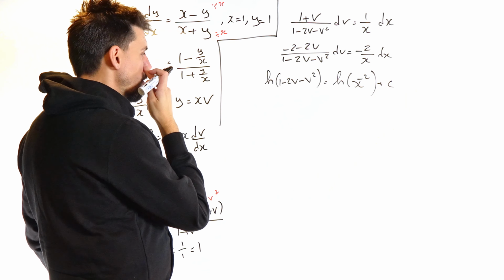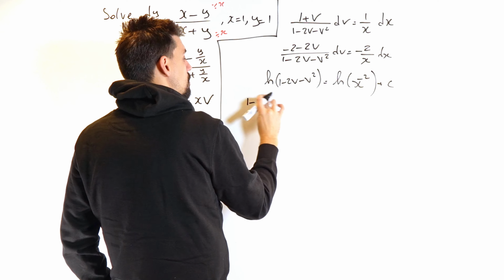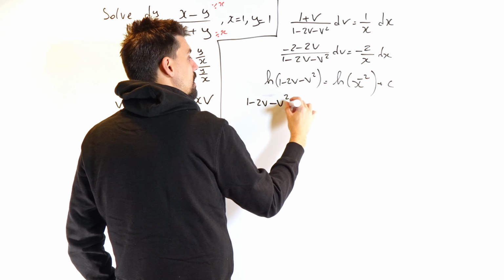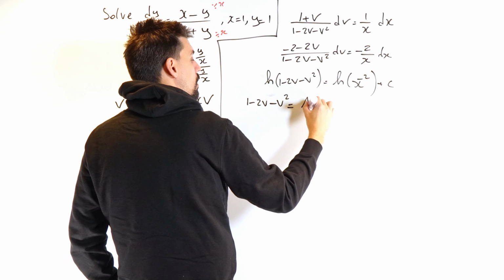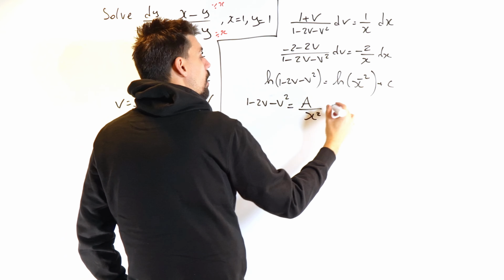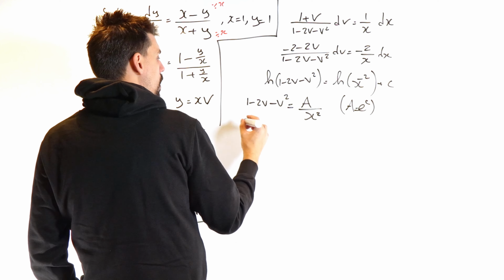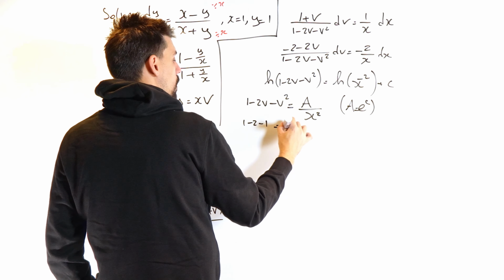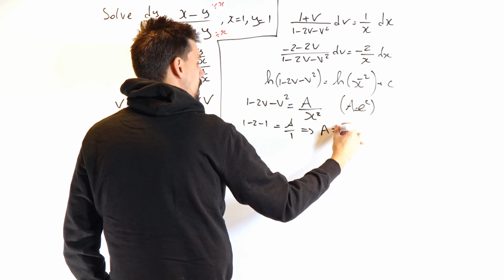Now we can find that constant quite quickly, but we'll first get rid of the ln's. 1 minus 2v minus v squared is a over x squared. Here, a is e to the c, essentially, just a different constant, just calling it something different. Right, so x is 1, v is 1. 1 minus 2 minus 1 is a over 1. Tells me that a is minus 2.